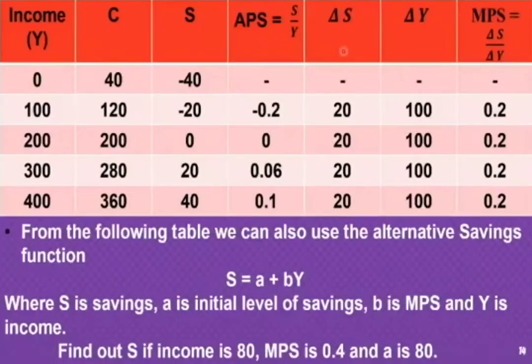But now it is our duty to find out what is the change in savings. And if you see here, minus 40 and minus 20 has a difference of 20 units. Minus 20 and 0 is once again having a difference of 20 units. 0 to 20 is 20 and 20 to 40 is 20.